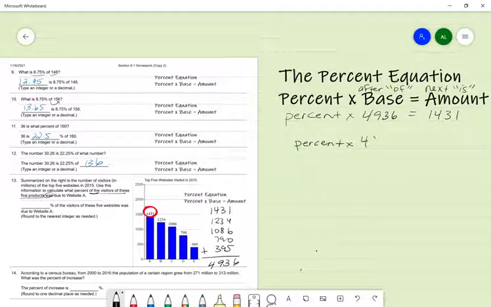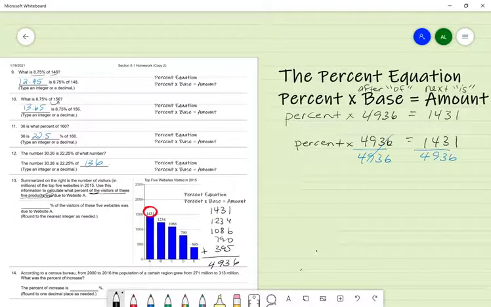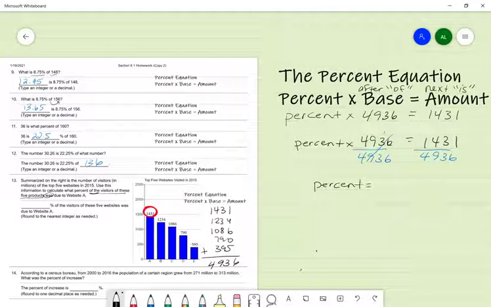And it can take us a little bit longer to set it up because we have to really read into the question. And we're going to solve this by undoing the multiplication, right? Solving for this percent, we're going to undo the multiplication of 4,936 by dividing by the 4,936. And I have to divide the same number to both sides, like so. And that leaves us with the percent equals, and we will divide those 2 numbers, and it will give us a very long number. It gives us 0.2899, and it goes on and on and on.